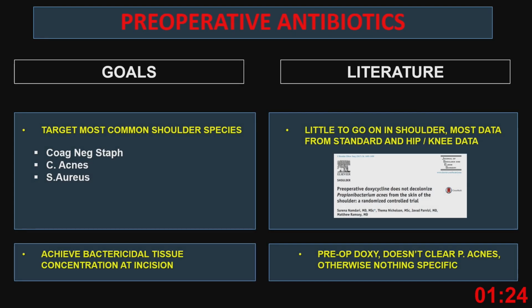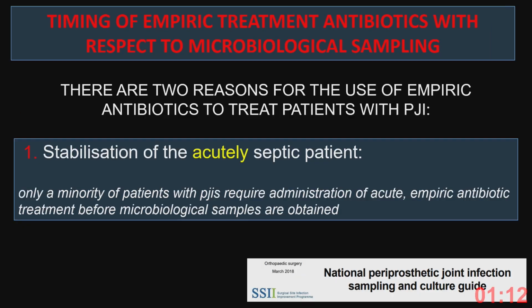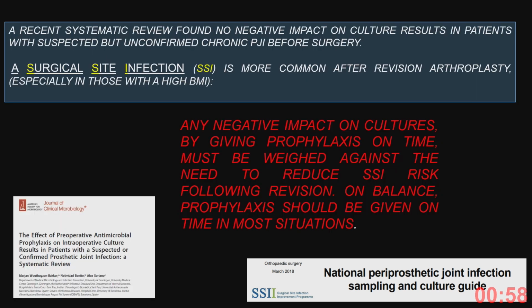The goal of the preoperative antibiotics is to target the most common pathogens, achieve bacterial tissue concentration at incision. Recommendation is very well known. Timing of empiric antibiotic treatment with respect to the microbiological sampling. One goal is stabilization of the acutely septic patients. But in conclusion, any negative impact on cultures by giving prophylaxis on time must be weighed against the need to reduce the surgical site infection risk following revision. On balance, prophylaxis should be given on time in most situations.